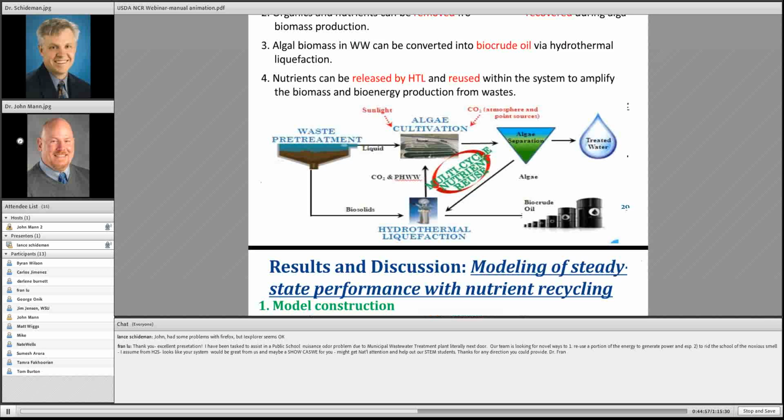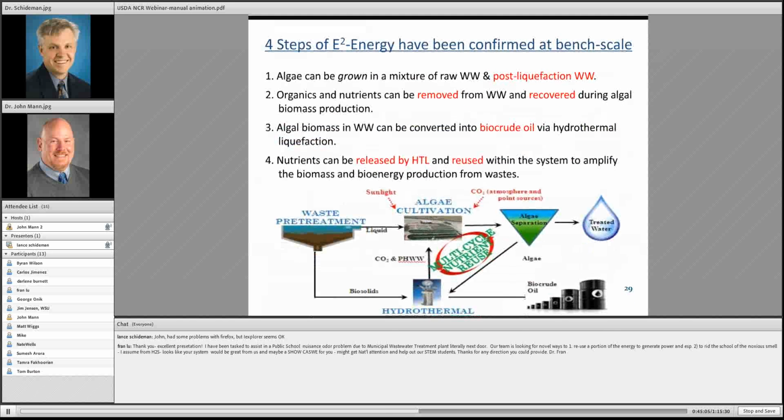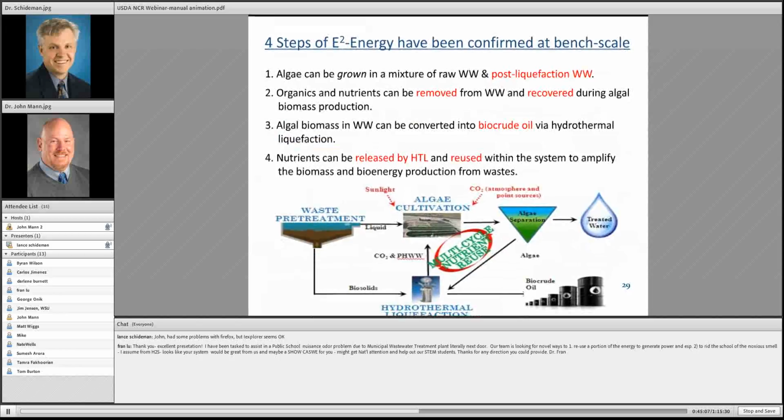Okay, so there are 4 basic steps of the E-squared energy process which we've confirmed at the bench scale, and I won't go into the data for those, but I'll just tell you what the steps are. First, we have to be able to grow the algae in a mixture of raw wastewater and post-liquefaction wastewater. The organics and the nutrients have to be removed and taken up during the algal biomass production.